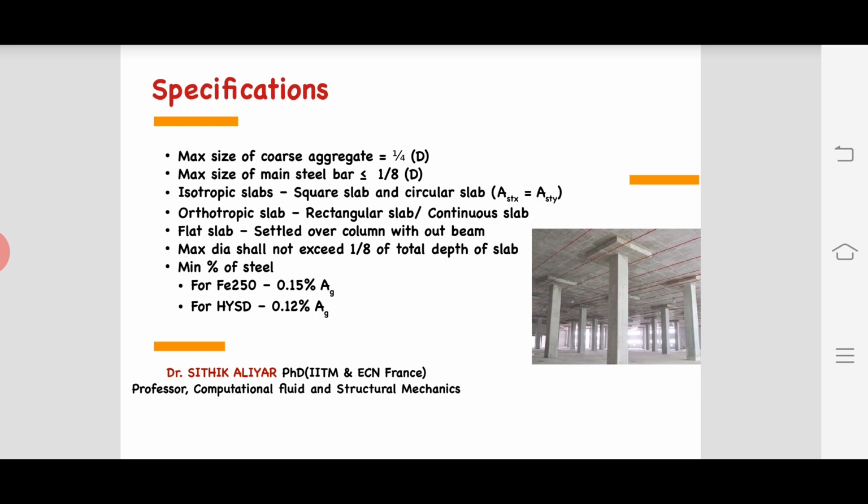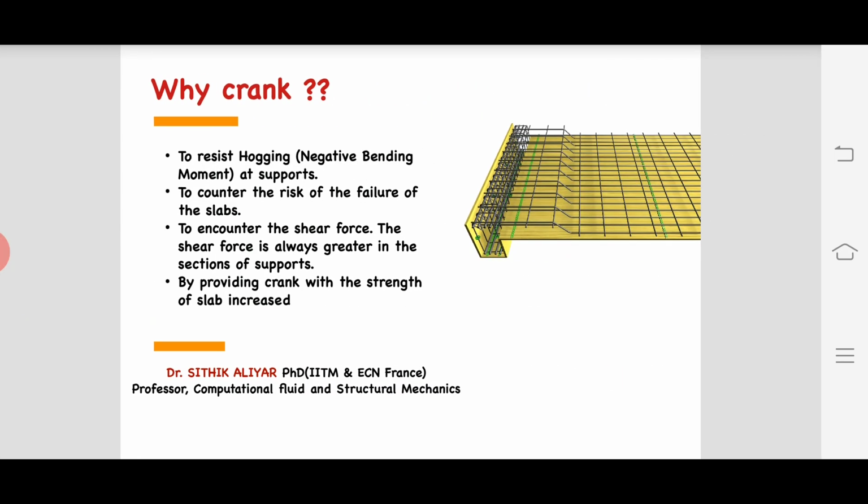And maximum diameter shall not exceed, I have mentioned. The minimum percentage of steel you should provide, if you are using a mild steel bar, is 0.15 percentage of the gross area. Mostly you should know this: minimum percentage of steel for HYSD bars is 0.12 percentage of the gross area. Okay, and I told you initially why we are providing the crank. I hope you understood, they're like bent-up bars. So why we provide the crank at the supports, and we will provide alternate bars. You can see the figure, one bar is cranked, one bar is at rest, one bar is cranked, one bar is at rest, going straight.